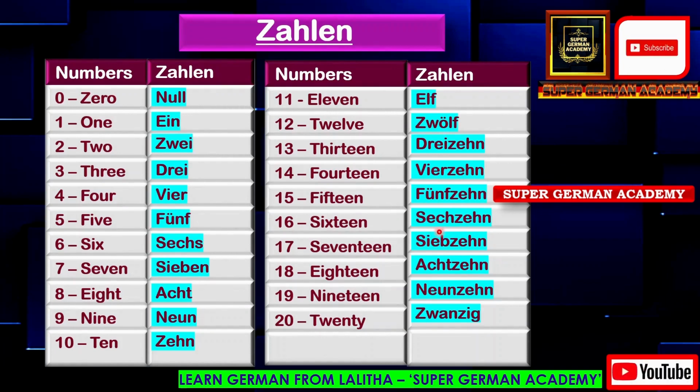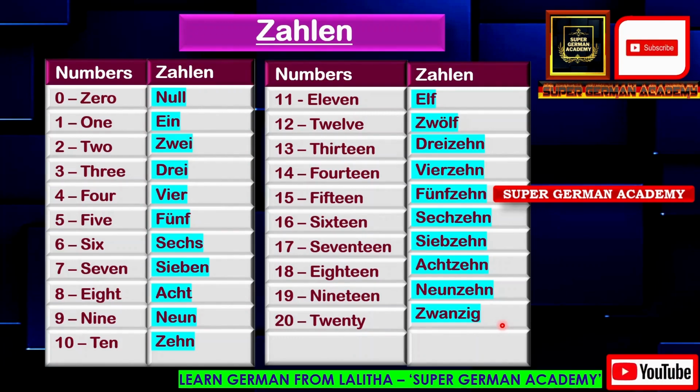Sechs means 6. But for 16, the s will not be there. See, if you observe 6 here, sechs, the s is at the end. But in 16, the s will not be there. It will be sechzehn. 16. Similarly, for 7, it is sieben. The en will be there at the end. But for 17, it will be siebzehn. S-I-E-B, zehn. Siebzehn means 17. Achtzehn. Acht means 8. Achtzehn means 18. Neunzehn. Neun means 9, zehn means 10. So neunzehn means 19. And here 20 means zwanzig. Zwanzig.